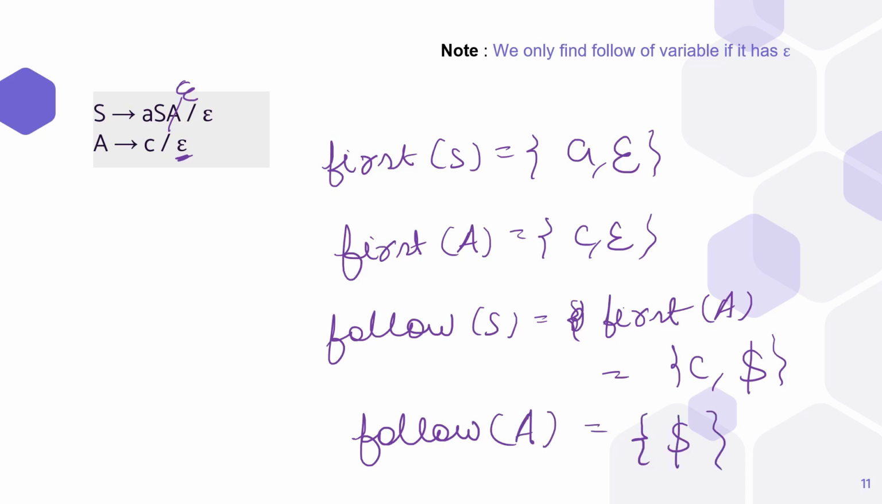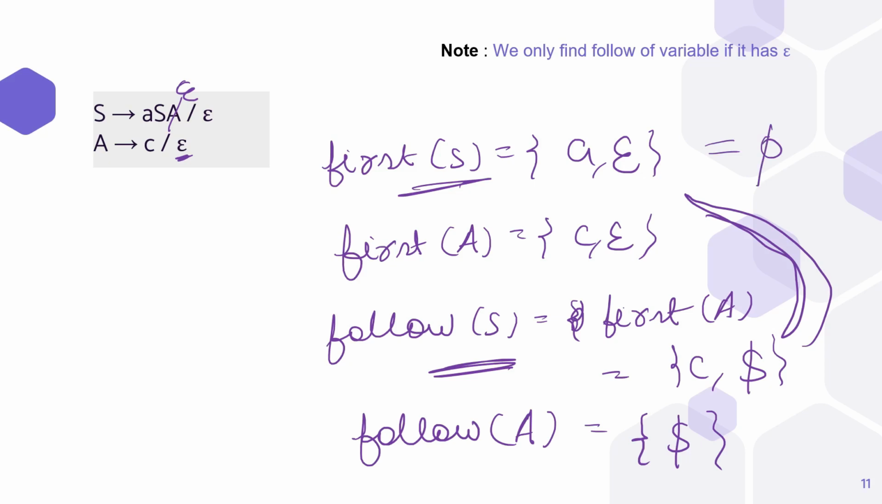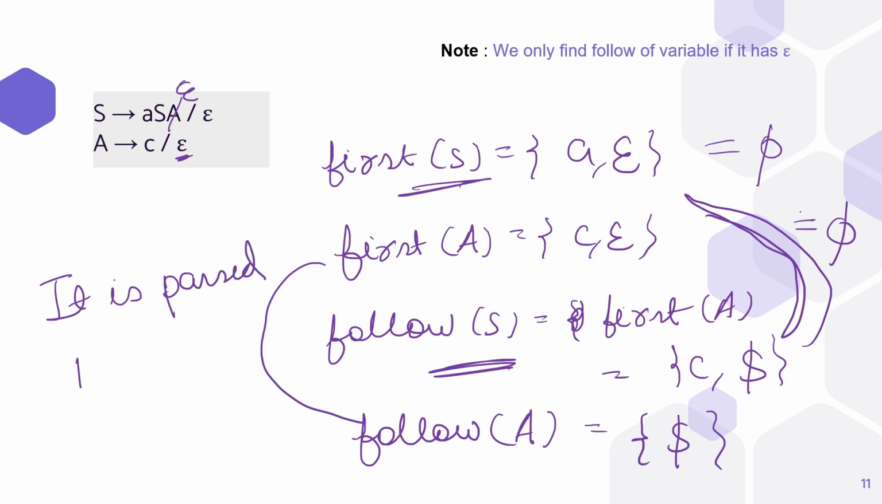Now you can see that the intersection between the first of S and the follow of S is phi, right? And the intersection of the first of A and follow of A is phi. So since there is no intersection, we can say that it is parsed by an LL1 parser.